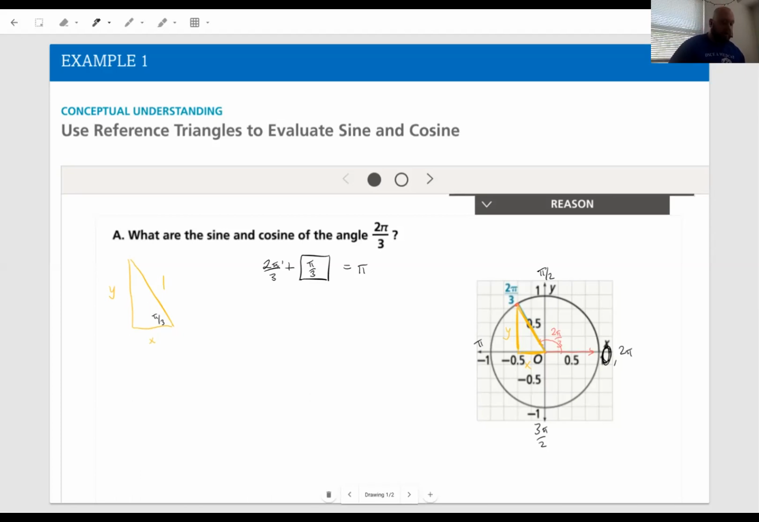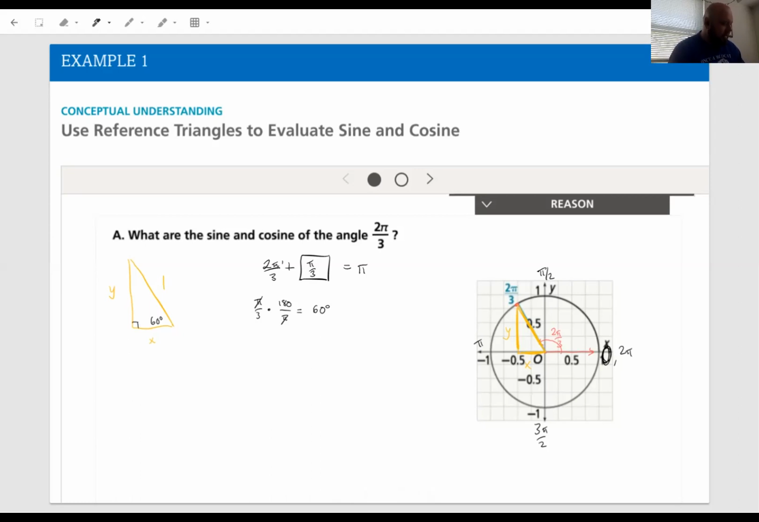And hopefully you can also remember our conversion factors from the previous lesson. If you have pi over 3 and you want to convert it to degrees, you need to multiply by 180 over pi. And our pi's are going to cancel, and 180 divided by 3 is 60 degrees. So a pi over 3 angle is actually just a 60-degree angle. So I'm going to take this pi over 3 out and think about it as if it's a 60-degree angle instead.